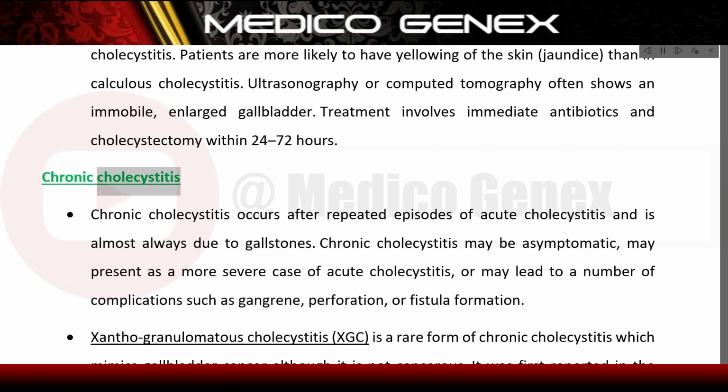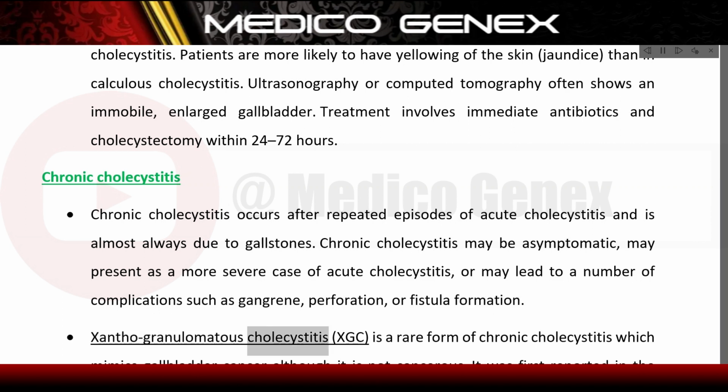Chronic cholecystitis. Chronic cholecystitis occurs after repeated episodes of acute cholecystitis and is almost always due to gallstones. Chronic cholecystitis may be asymptomatic, may present as a more severe case of acute cholecystitis, or may lead to a number of complications such as gangrene, perforation, or fistula formation.